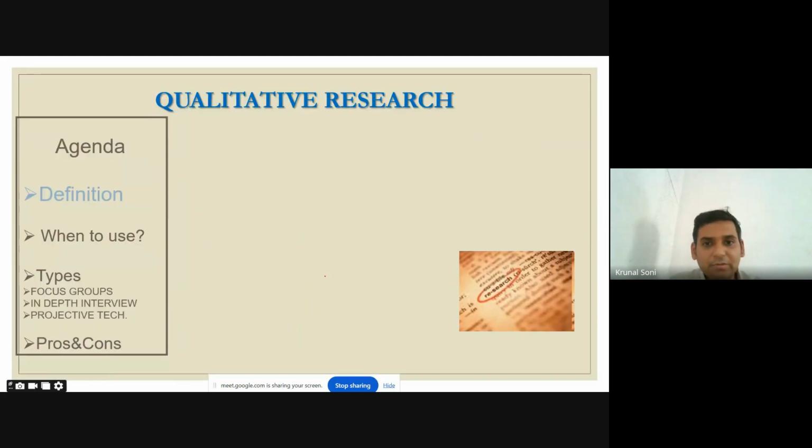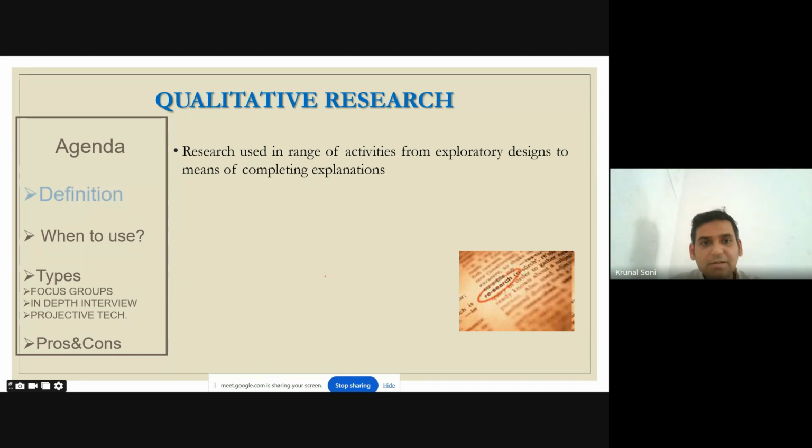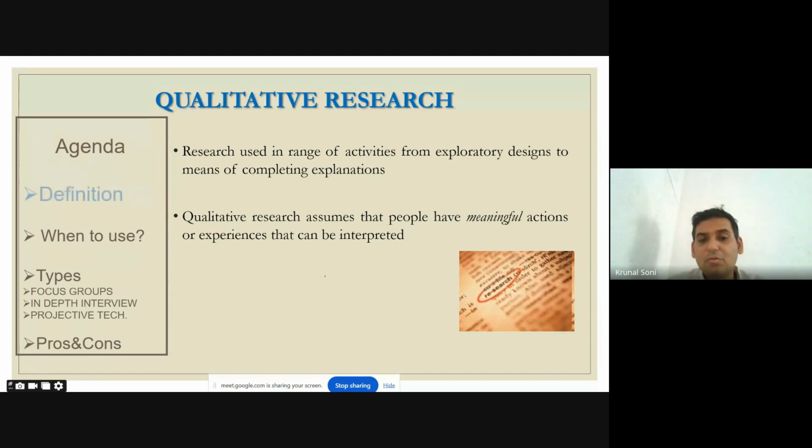So yes, if somebody asks you about qualitative research, its agenda is research activities from exploratory design to means of completing explanation. Why use it? Qualitative research assumes that people have meaningful actions or experiences that can be interpreted. Usually qualitative research can be conducted if we want to ask for opinions from a specific target group of people in terms of their experiences, some good people, some higher authority people. If you want to take their opinion, we can conduct this qualitative research.